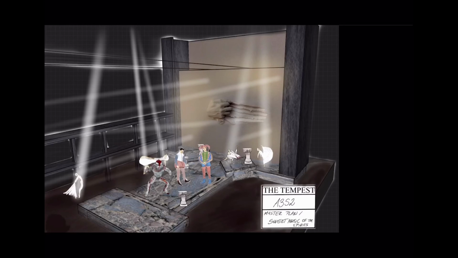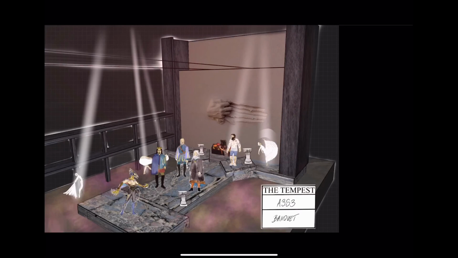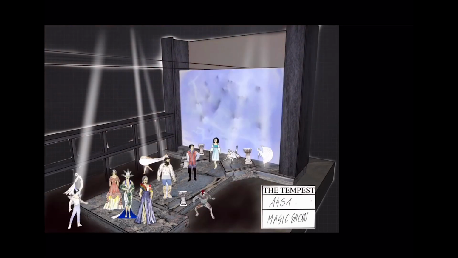Here we can see the banquet. The spirits should still be present. During the magic show, the small hands should appear again, and the projection should resemble clear water as if the backdrop was a clear pool.